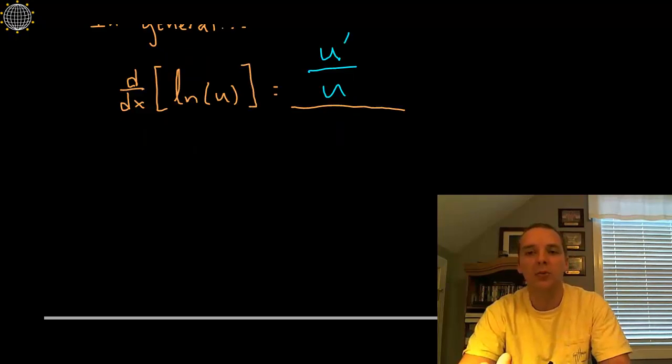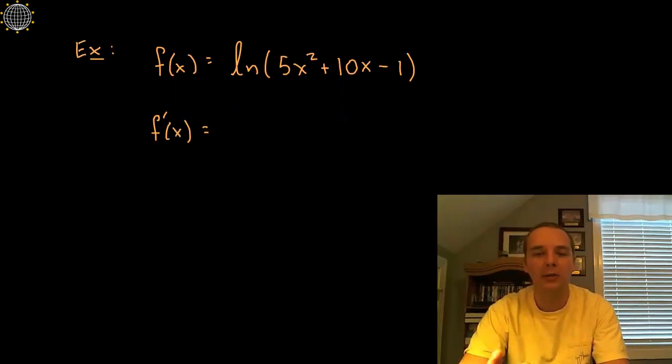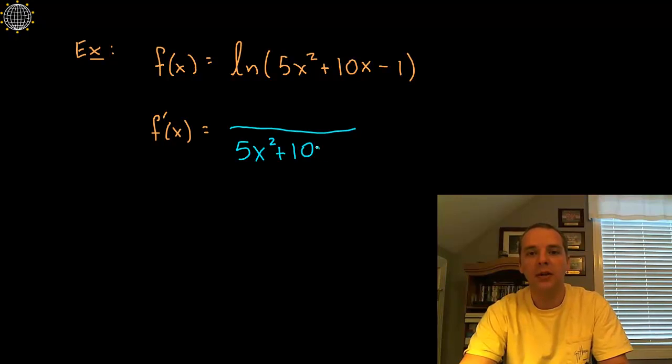So let's try just one quick example. We'll have another video where we do lots more involved examples, but this is a good one just to get our feet wet. If your function is the natural log of 5x squared plus 10x minus 1, then the derivative will be a fraction. The denominator will be that inside there, 5x squared plus 10x minus 1, and the numerator will be this guy's derivative. So in this case, it'll be 10x plus 10, period. The 1 goes away. And so that's it. That's the log rule. That's how we differentiate logarithmic functions in general.